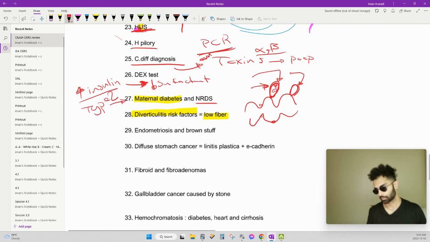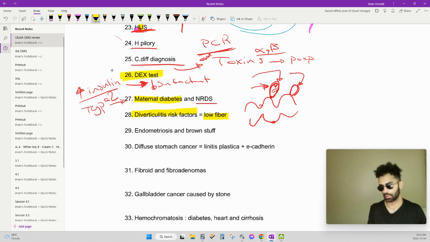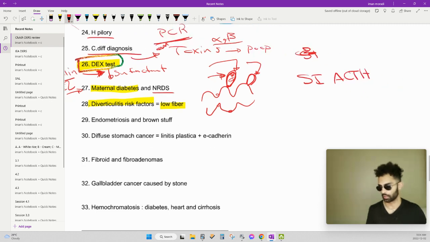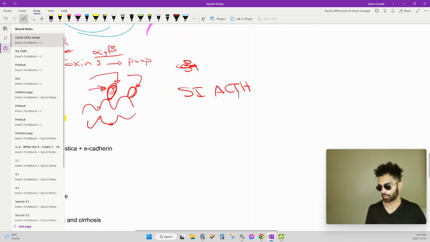Okay, now I'm going to highlight this so I don't forget it. Actually, let's do it now. Dexamethasone suppression test. Basically, let's write our scenarios. We've got syndrome of inappropriate ADH. Let's say we have syndrome of inappropriate ACTH. That's not an actual thing, I just made it up, but it makes sense, right?